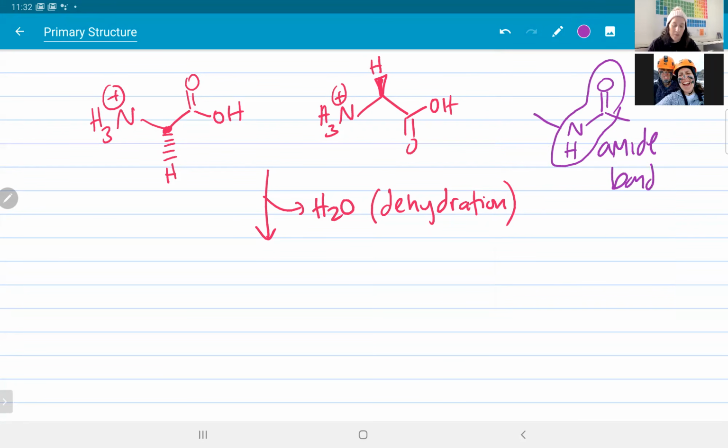So you can see this carbonyl comes from the carboxylic acid moiety, and this NH is going to come from the N-terminus, the amine on our amino acid. So we will lose this OH and one of the hydrogens coming off of the N-terminus of the very next residue.